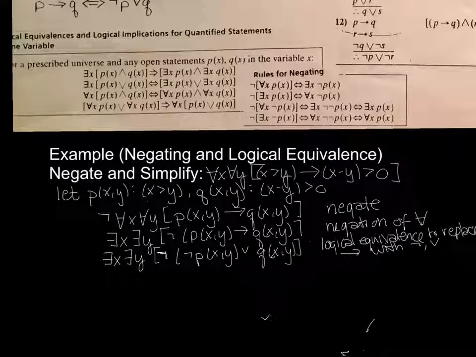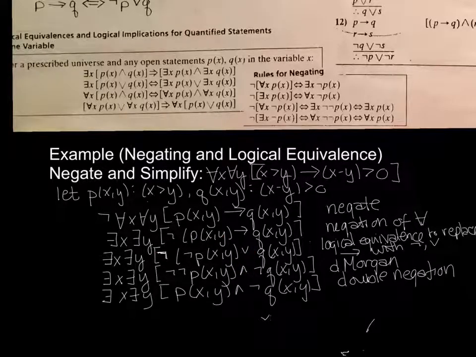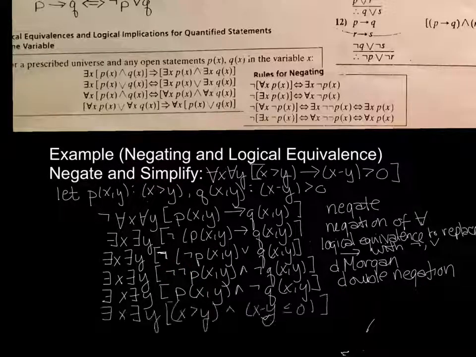For my next step, I replace this implication with a not and an or, and I use that logical equivalence to replace the implication with not and or. Next, I distribute my negative using De Morgan and changing my or to an and. Then I simplify my double negation using my law of double negation.